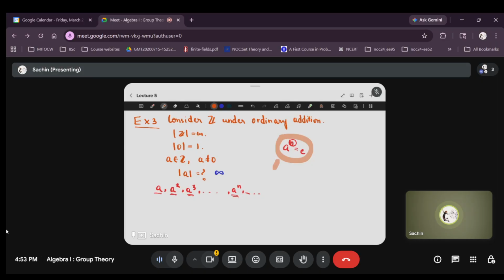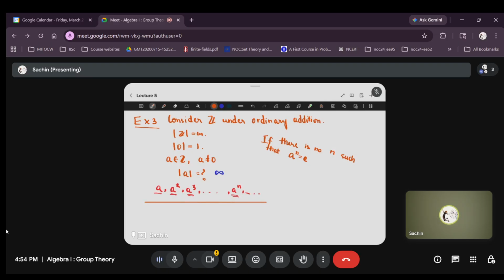If this is true, why can't they repeat? If such an n does not exist, if there is no n such that a raised to the power n is equal to e. Suppose there is no integer like that. That means that the element a has infinite order, right? But how is that related to saying these are all distinct?